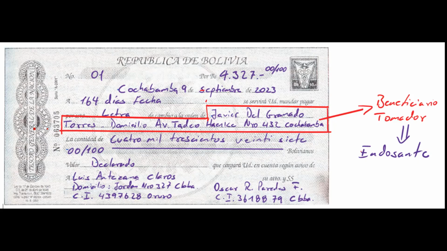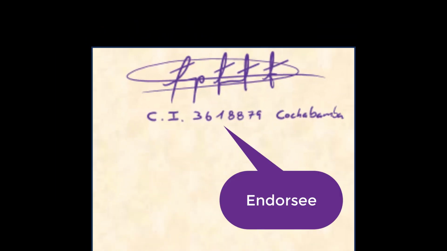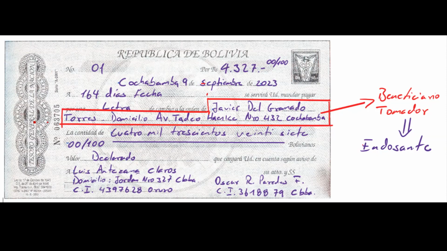Endorser: the holder, taker, or beneficiary, who assumes ownership of the right consigned in the title and who therefore can circulate or transfer it by means of the endorsement. Endorsee: the person who receives the instrument in order to be able to exercise the right set forth therein, without any condition or subject to any restriction or limitation, as long as such restriction or limitation is allowed by the regulations in force. In the image of the bill of exchange, we can identify the beneficiary, who is the one who can make the endorsement.